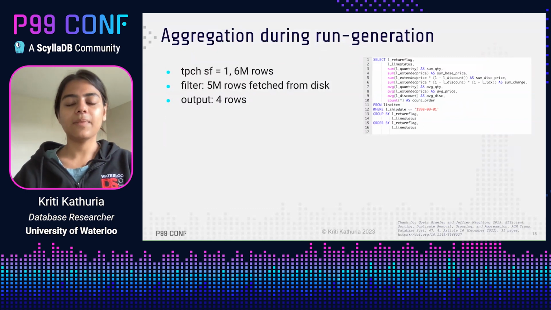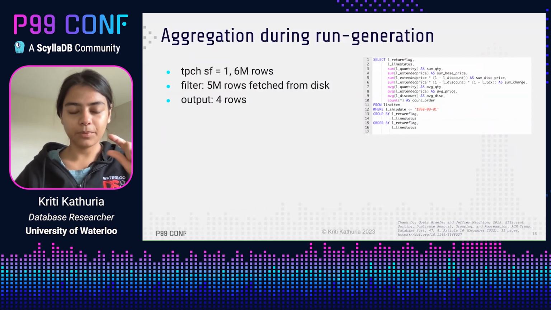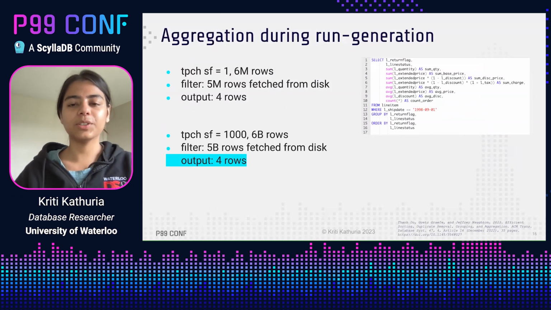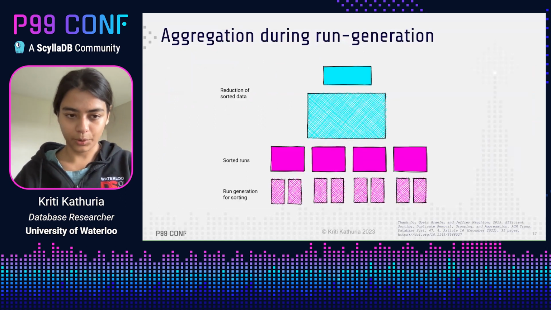For the TPC at scale factor 1, the base table contains 6 million rows. After filtering, the actual aggregates operation is performed on 5 million rows. The 5 million rows are reduced to 4 rows. So the result of this operation is 4 rows. Since it's a grouping operation, no matter how big your base table is, it will be reduced to 4 rows. So with a TPC-H scale factor 1000, your 5 billion rows is going to be reduced to 4 rows.